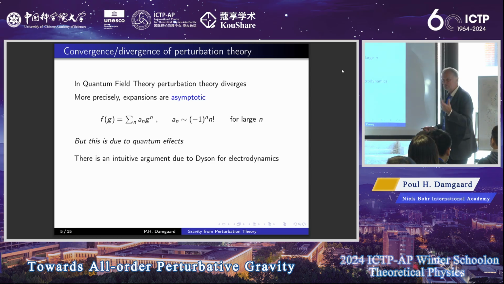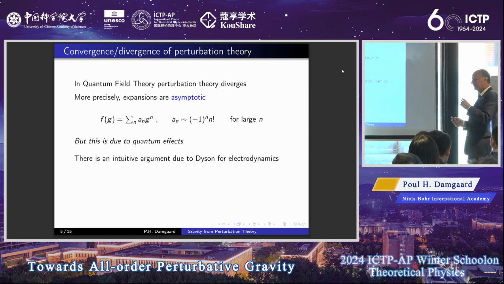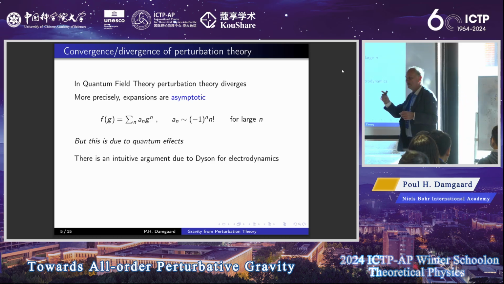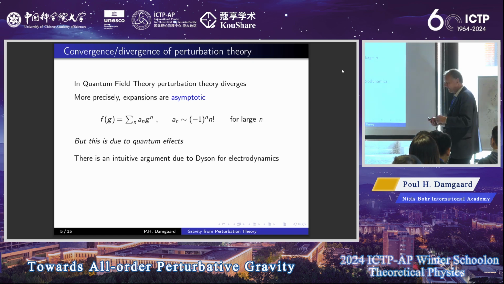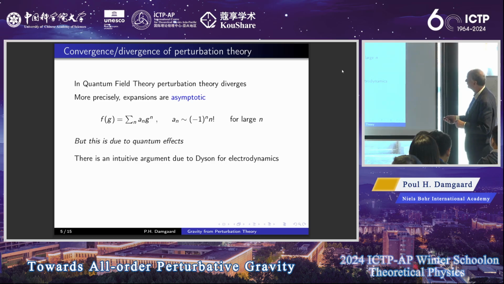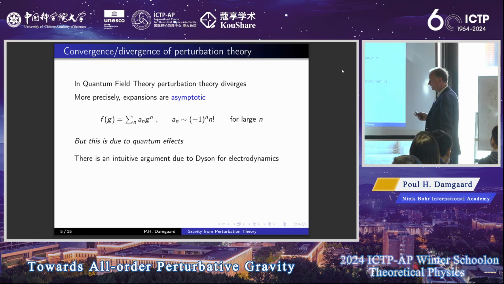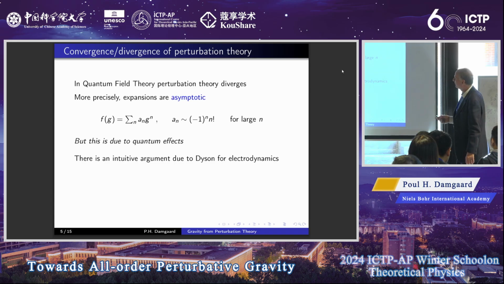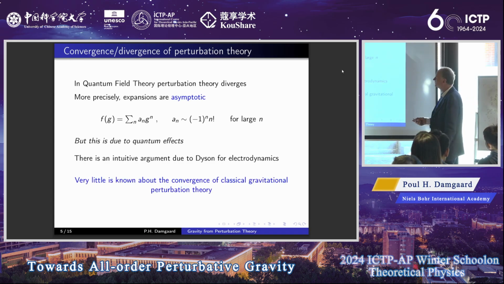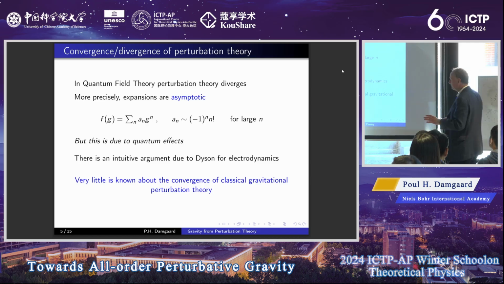So he conjectured from that that it cannot be that there is a finite radius of convergence in quantum electrodynamics. It's a good argument. And later, of course, it has been confirmed by actual calculations. But the thing is, this doesn't really apply to gravity. Gravity always attracts. So there's no such thing as anti-gravity. There's no way to make G suddenly change sign. And therefore, that argument doesn't hold.